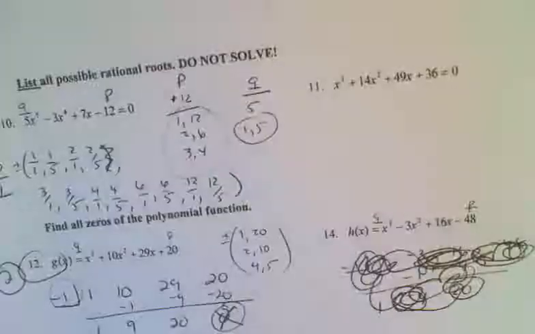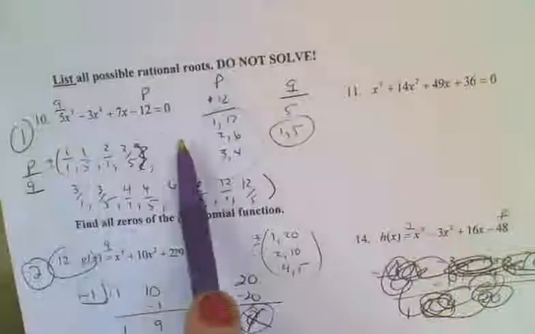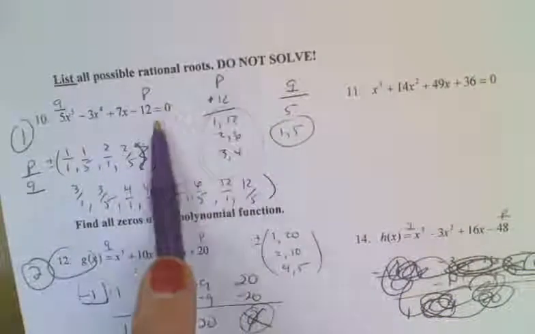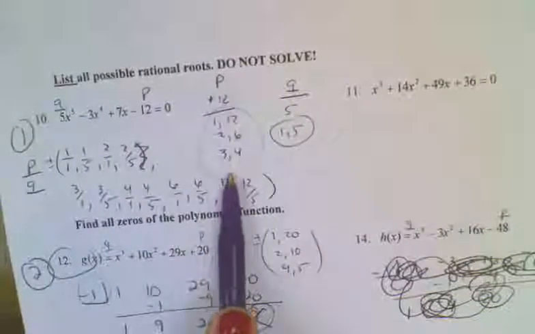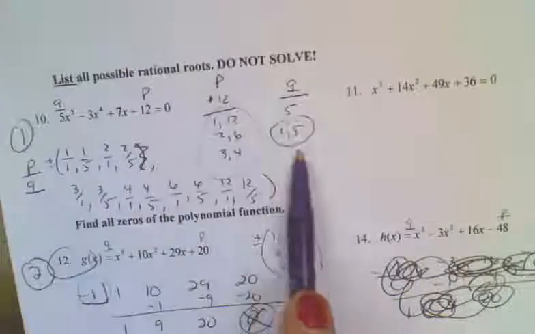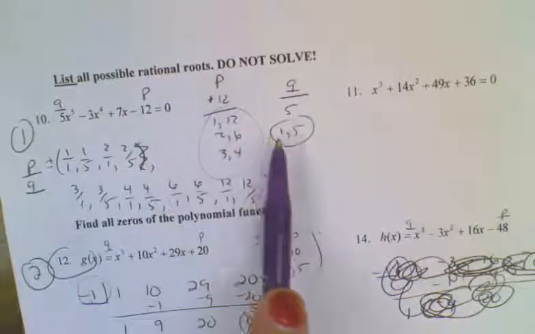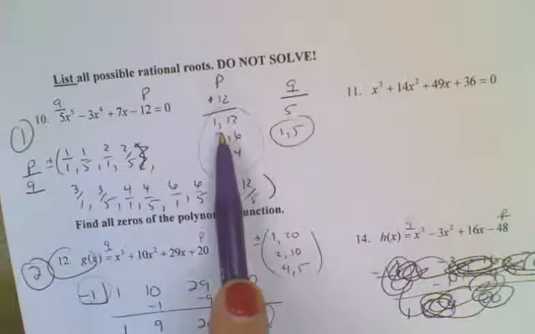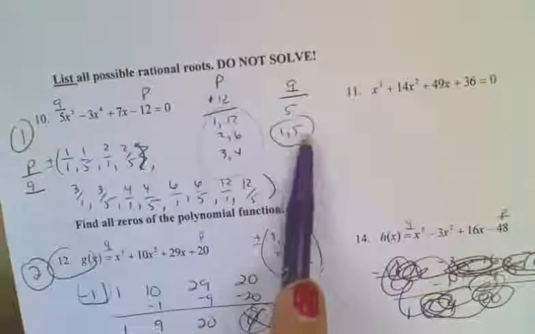This one will be a little bit uglier than the actual problems you have to do. All you're doing is listing them. So this one's P, write down all the factors of P, all the factors of Q, and every combination, P over Q, P over that Q, P over Q, P over Q.